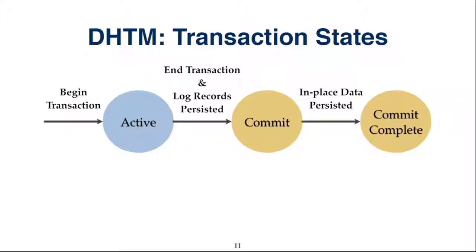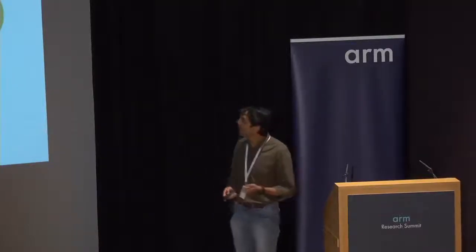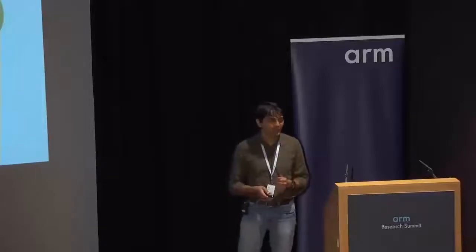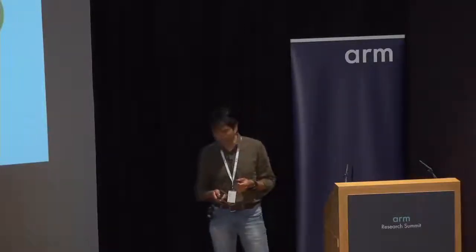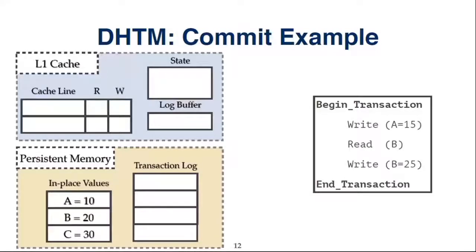The important thing here is that as soon as a transaction commits, it can continue executing subsequent non-transactional instructions without waiting for all the in-place values to reach persistent memory. And in case there is a conflict while the transaction is executing, then it's aborted by invalidating its write set and clearing the relevant read-write bits. So let's understand this better with an example.